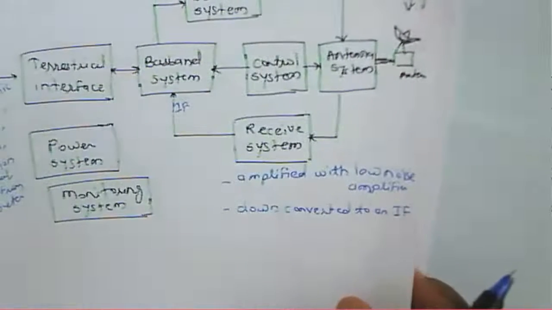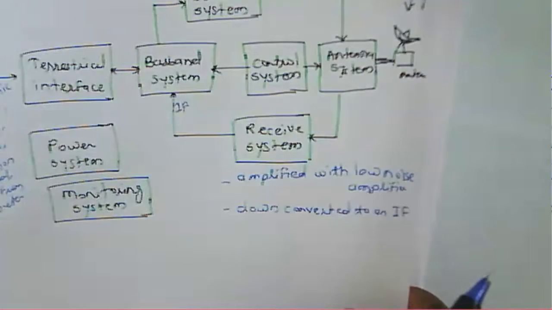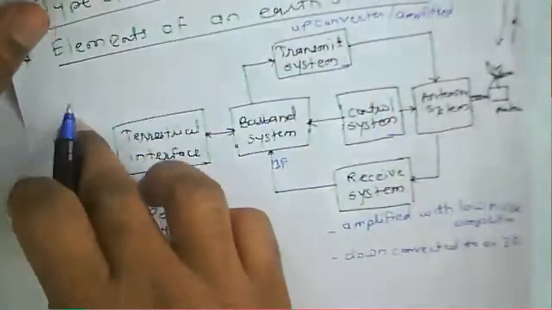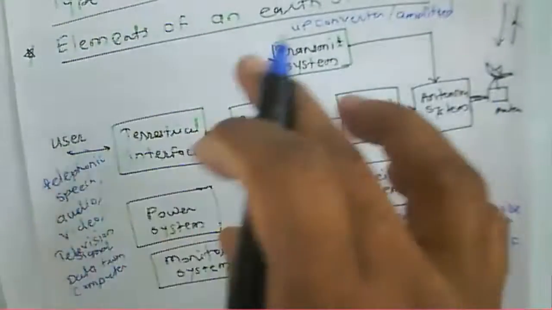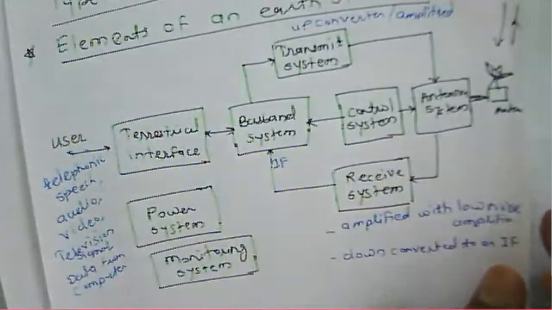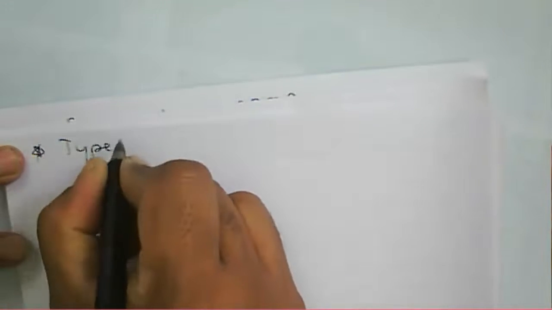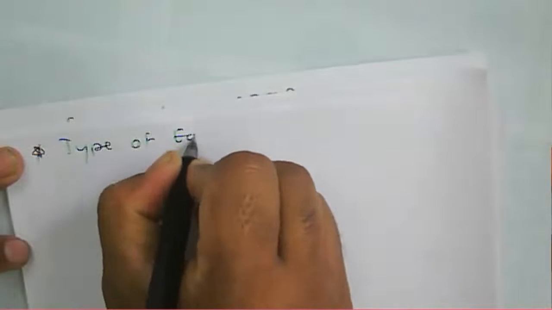Now these are the basic elements of an earth station. Now we'll see the components of this earth station system one by one. But before learning the various components of an earth station, we need to know the various types of earth station, and then we will see the various components of an earth station. So we start here with learning the types of earth station first.